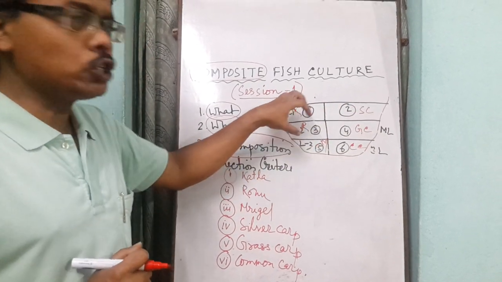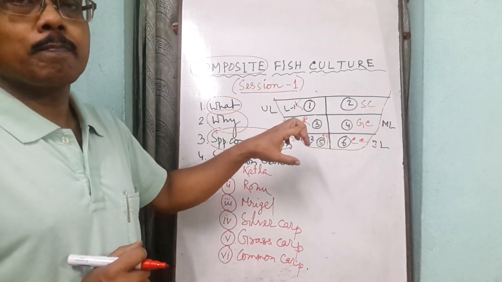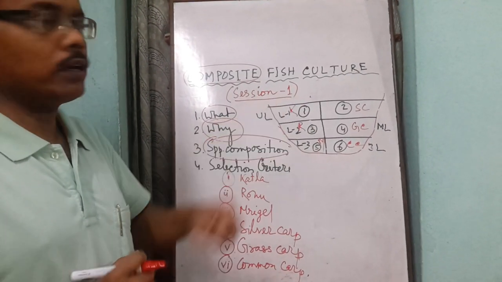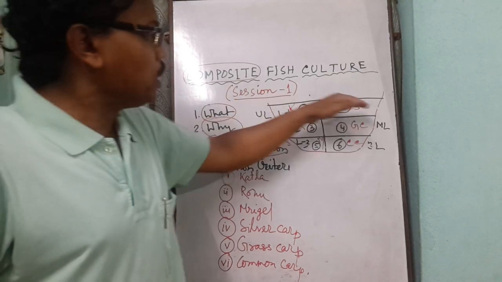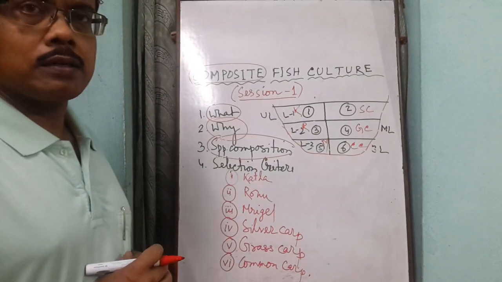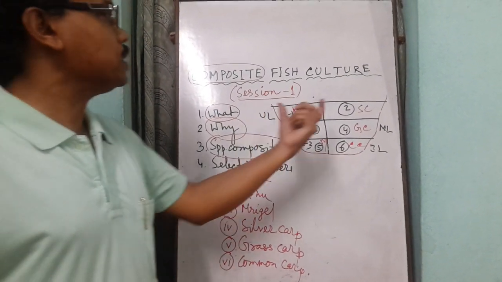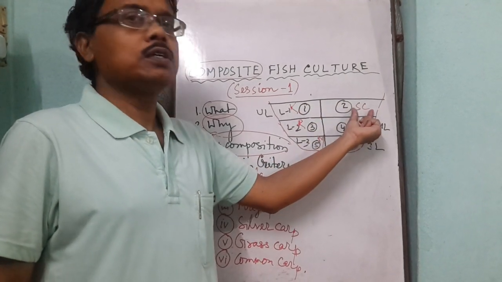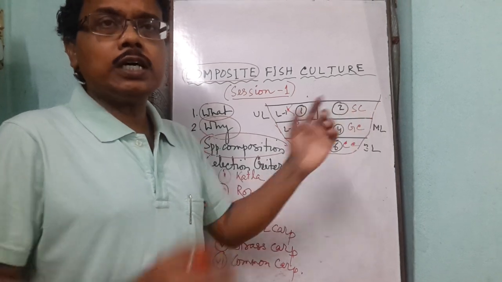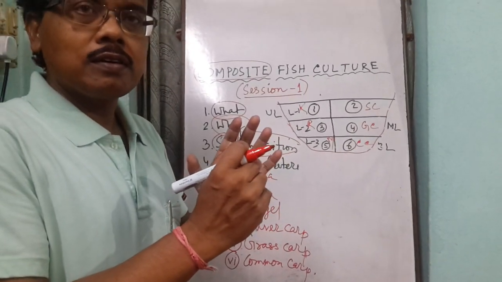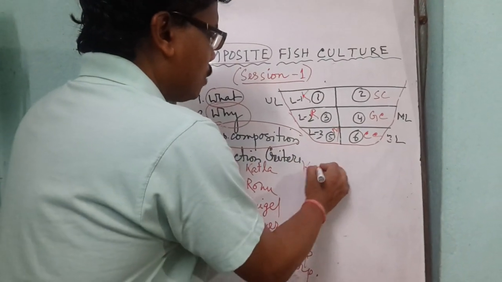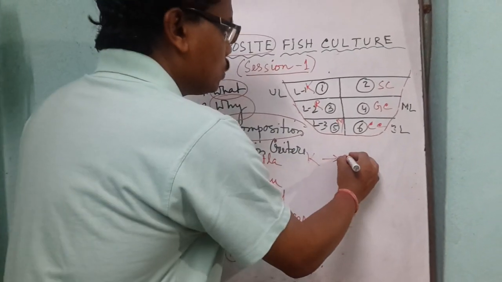And from each compartment, each species can utilize its resources for its living. Now you see that in the upper layer of the pond, 2 species dwell. Number 1 is Katla and number 2 is Silver Carp. Their food habits would be different. Katla feed mainly on zooplankton.